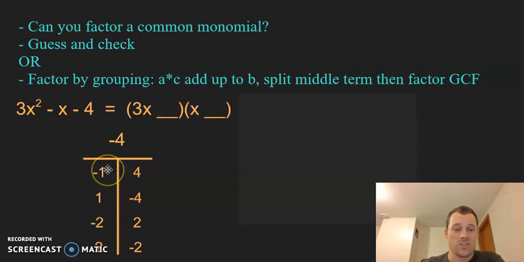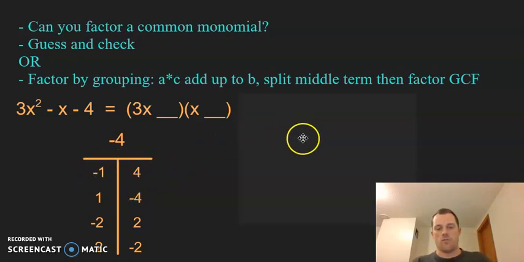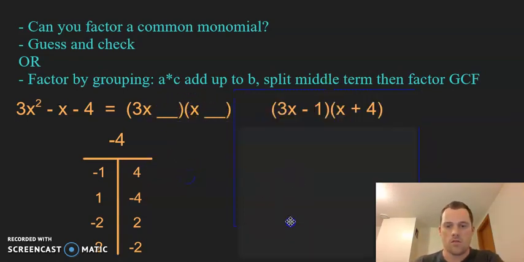So we can just guess and check. So I'm going to go ahead and put -1 and 4 in that order, -1 and 4. And we're just going to think about box or FOIL to see what we get. Well, 3x times x is always going to give us 3x squared. So that, we don't have to think about. Any combination of these that we put in here in any order, that's always going to multiply to -4.